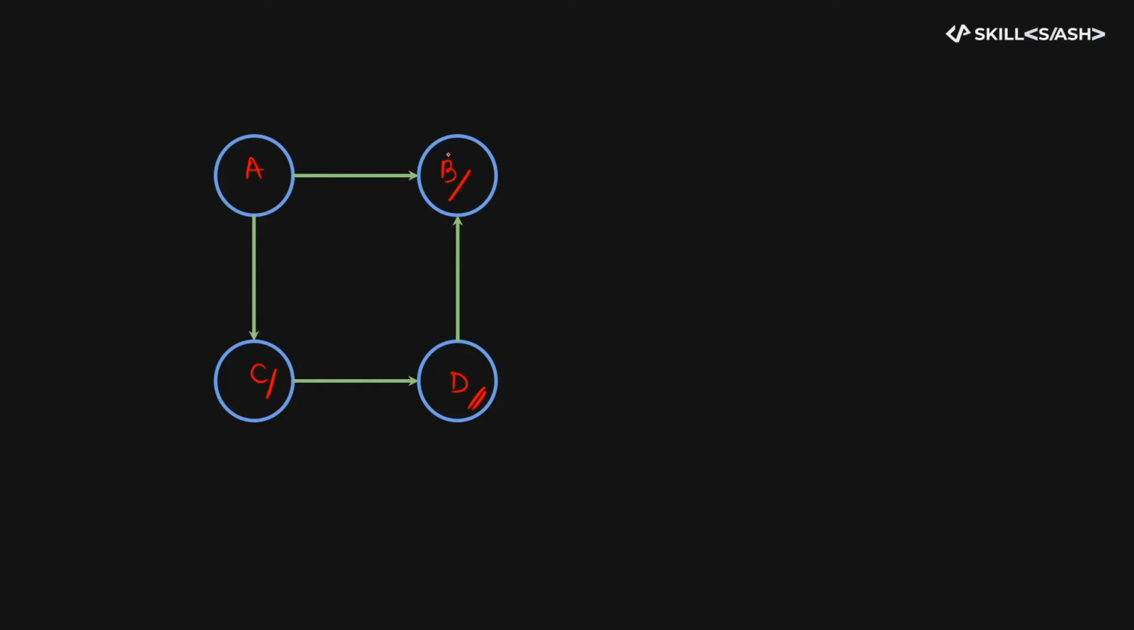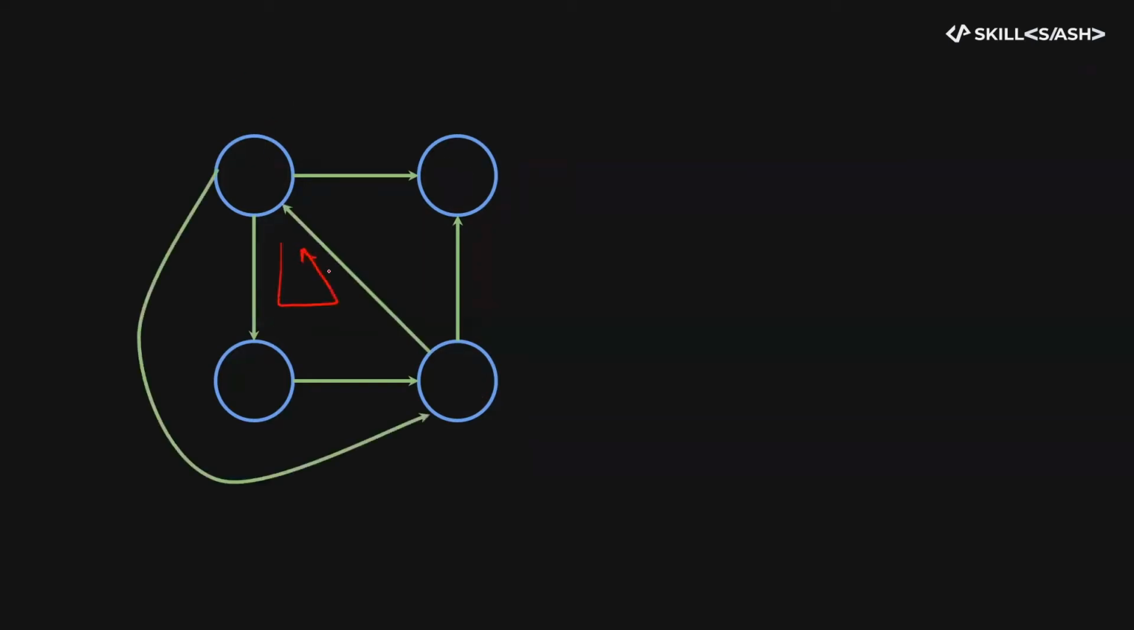Also, it's not always a simple directed graph. It can be that you have a loop. It can be that you have other things as well, like self pointing, a node pointing to itself. Such things can also be there. So let's say over here there is a loop, right? Such things may be there in a directed graph as well.